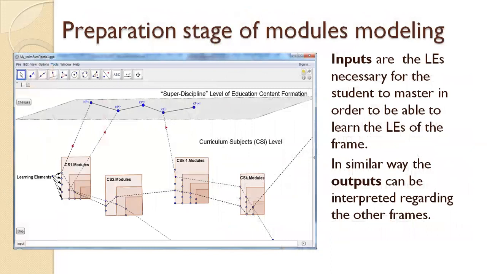As I said above, in our approach, the disciplines are composed of frames uniting the learning elements. Any frame has inputs and outputs. Inputs are the learning elements the student is necessary to master in order to be able to learn the learning elements of the frame. In a similar way, the outputs can be represented regarding the other frames.